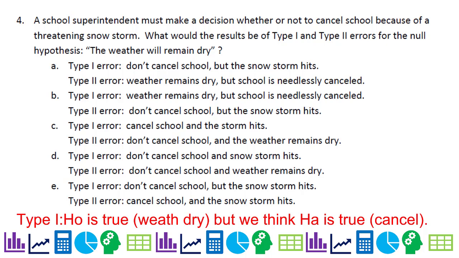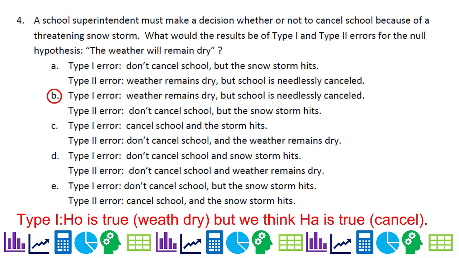Type 2 would be that the other one is true, that the weather will not be dry, that we should cancel school, but we don't. So don't cancel school, but the snowstorm hits.